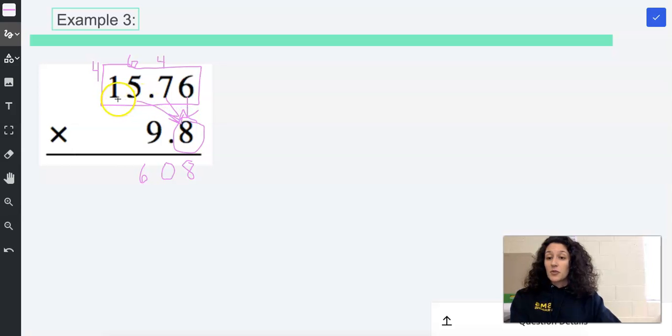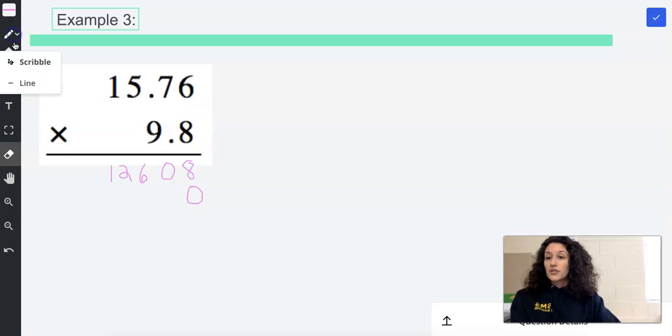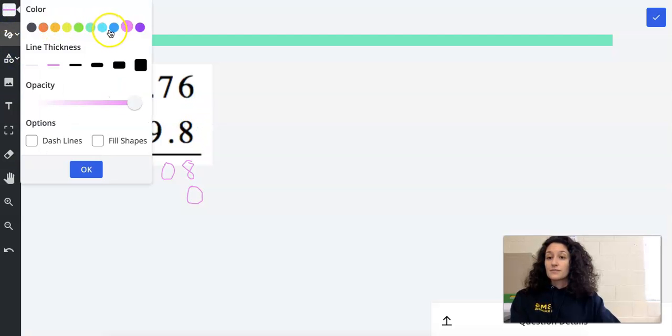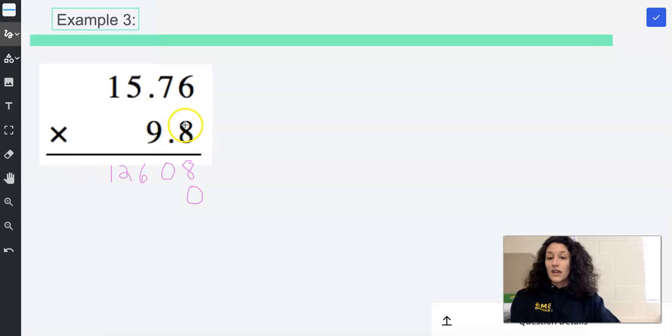And then after that, I need to multiply 1 times 8. 1 times 8 is 8, plus 4 is 12. On the next line, I need to place a 0 as a placeholder, and then I'm going to erase this work, and then I'm going to change colors. I'm finished multiplying the digits by 8.